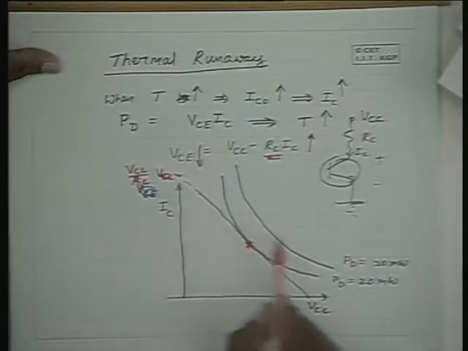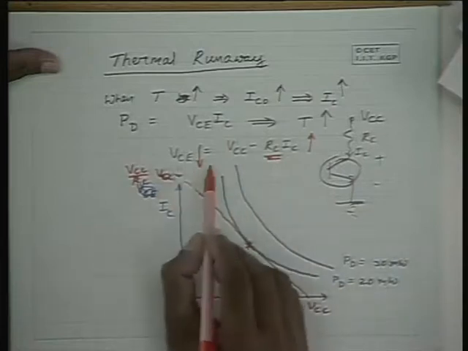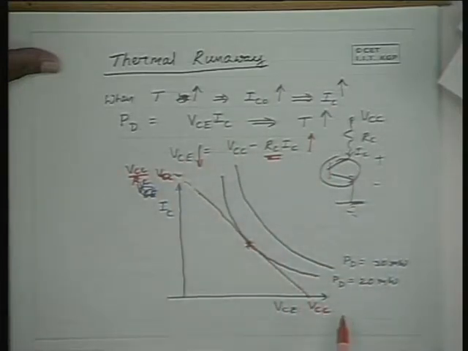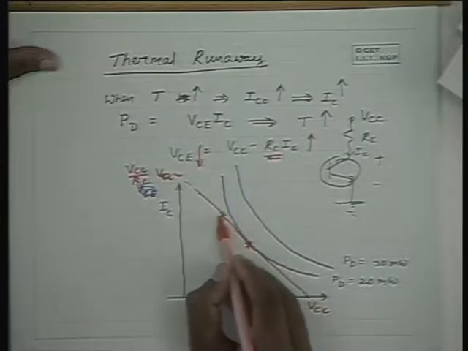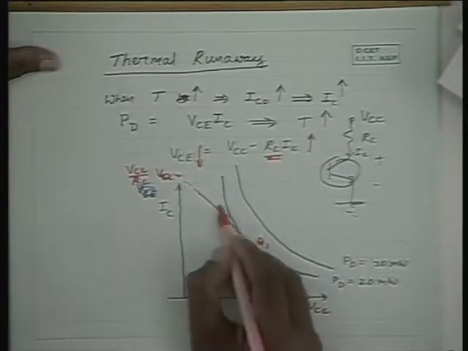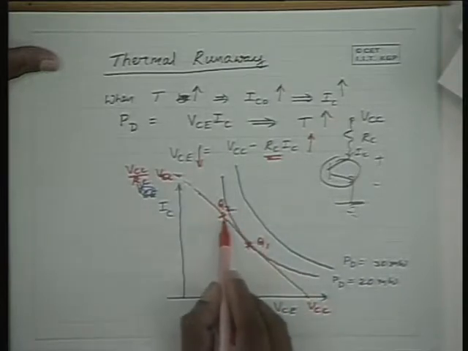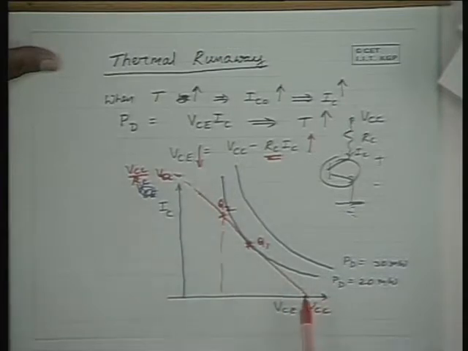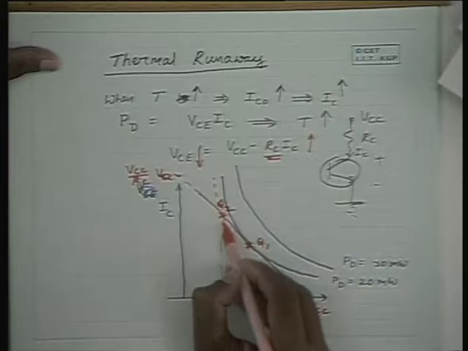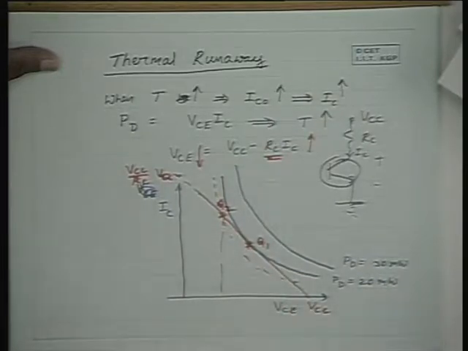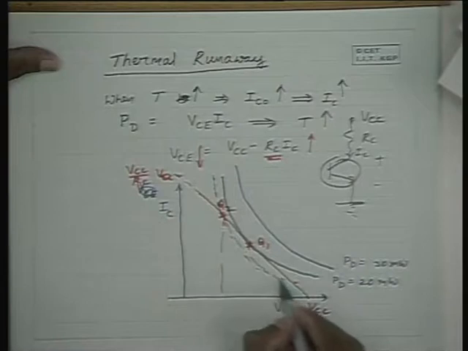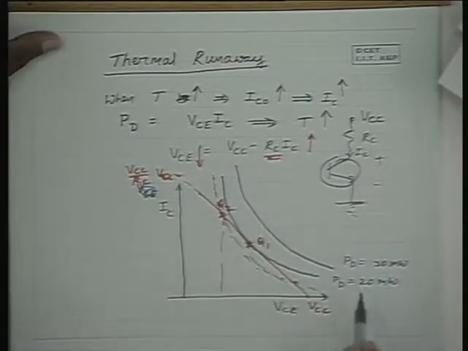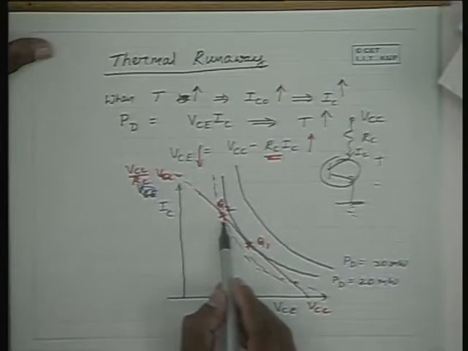Now, if IC rises, VCE decreases according to this equation, and that equation is this straight line. Therefore, if IC rises, the Q point will shift to another point, say this Q1. When the Q point is shifted to this point, what happens to the power dissipation? Well, it will fall on another power dissipation curve, and this power dissipation curve is on the lower side of the 20 milliwatts curve. Just please note that the 20 milliwatts is just an example. Therefore, if IC rises, the power dissipation goes down.